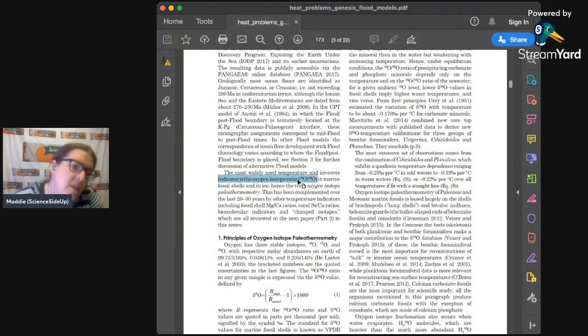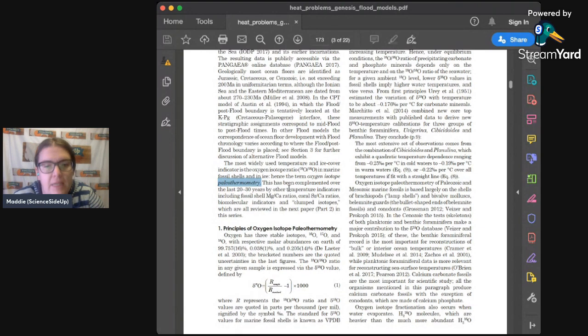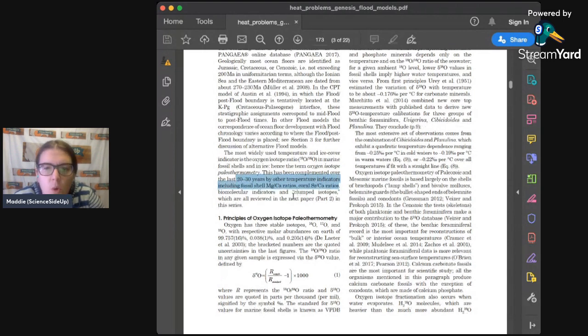Anyway, the most widely used temperature and ice cover indicator is the oxygen isotope ratio. So, how much oxygen 18 do you have in the water versus oxygen 16 in marine fossil shells and in ice? Hence the term oxygen isotope paleothermometry. That's fun. This has been complemented over the last 20 to 30 years by other temperature indicators, including fossil shell magnesium calcium ratios, coral Sr, oh no, what is Sr? I should know that. Strontium? Calcium ratios, biomolecular indicators, and clumped isotopes, which are reviewed in the next part 2 in the series.